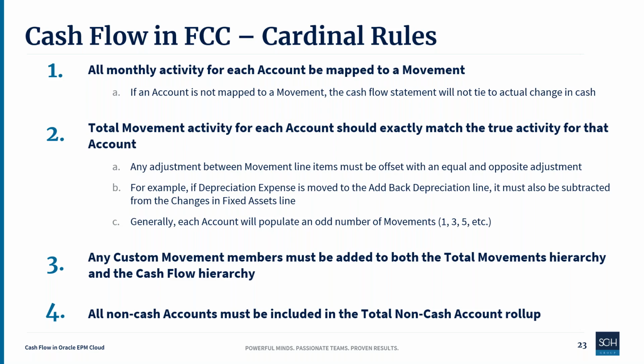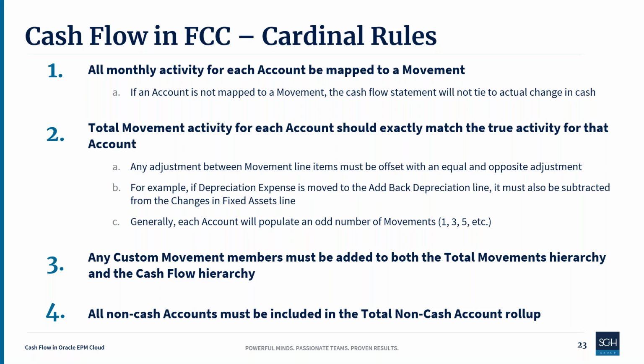So what you see is for every single account, there will be either 1, 3, 5, an odd number of movements that are populated with data from that account, in order to ensure that in total, the balance in that movement dimension exactly matches the true balance of activity within that account.